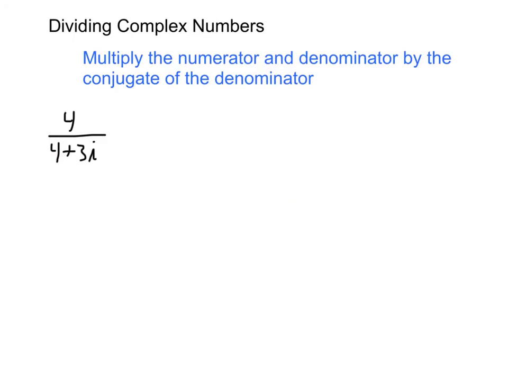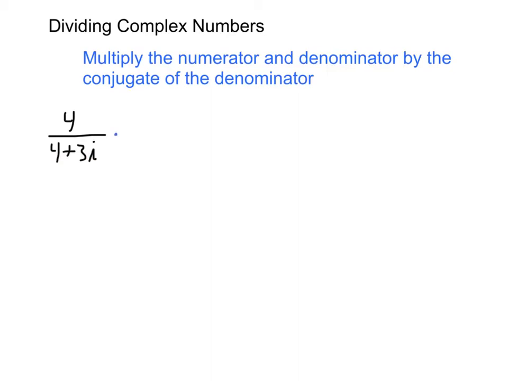So the last operation to go over is division, and dividing complex numbers is definitely the trickiest of the operations to do. In order to divide complex numbers, we have to multiply both the numerator and denominator by the conjugate of the denominator. Now that's a mouthful, so I'll go ahead and write that down. So let's say we were dividing 4 by 4 plus 3i. So we'd have to take the denominator, 4 plus 3i, and take the conjugate of that, which just means change the plus to a minus, and multiply the top and the bottom both by 4 minus 3i. So we'd set it up like this.